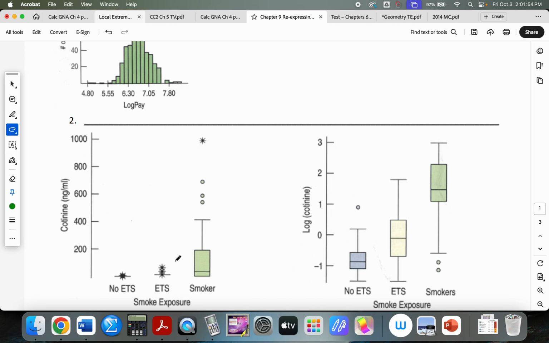On this second one, when you look at the first set of box plots, you really can't tell anything at all from these first ones, can you? Okay, so one of the other goals is to make the spread of several groups more alike, even if the centers are different.